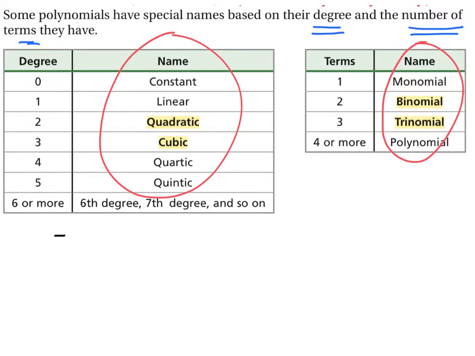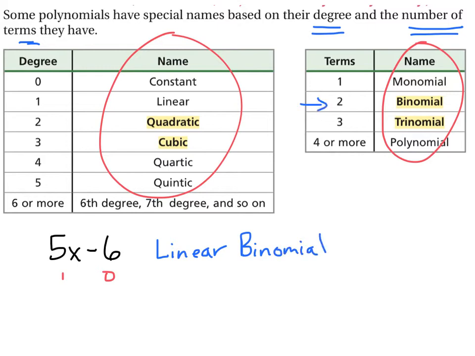Here is a polynomial, 5x minus 6. The two names that go along with this are linear, because this thing has degree 1, right? This is degree 1, this is 0, so the whole thing is degree 1. This is a linear, because it's degree 1, and it is a binomial because it has two terms. Binomial is right here in the list, linear is right here in the list.